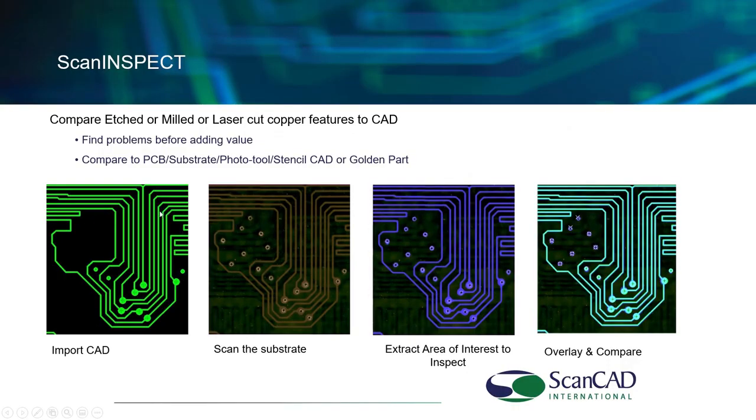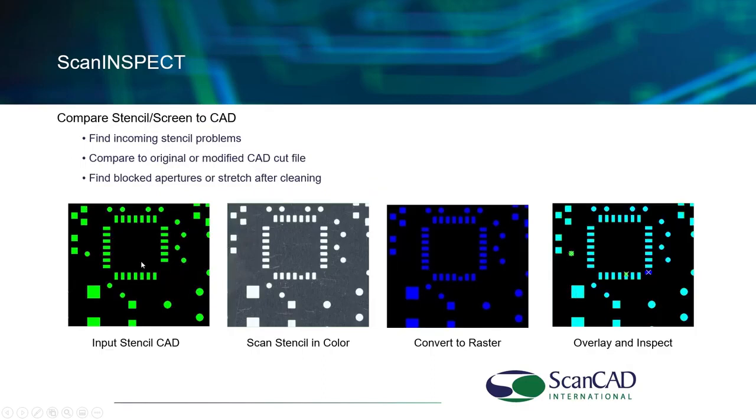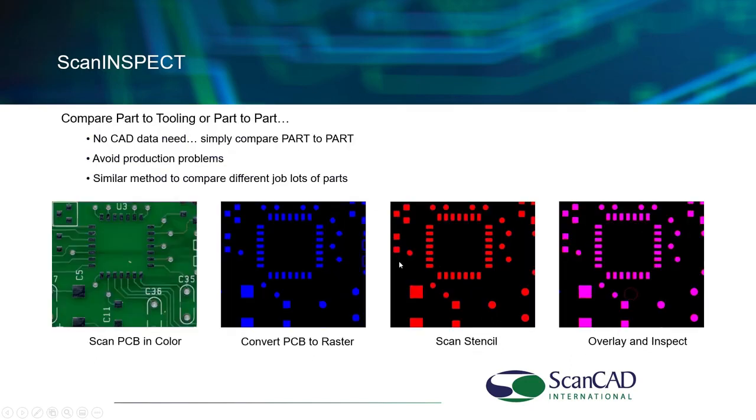So in the PowerPoint, I just threw some examples in. This can be etched, milled, or laser cut copper features to CAD data. So here we have imported the CAD, scanned whatever it is we're inspecting, overlay, and inspect. Same with this metal stencil. Import the stencil data, scan the stencil, in this case in color, color separate, overlay, and inspect.